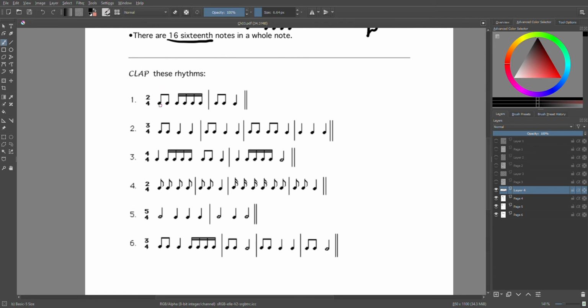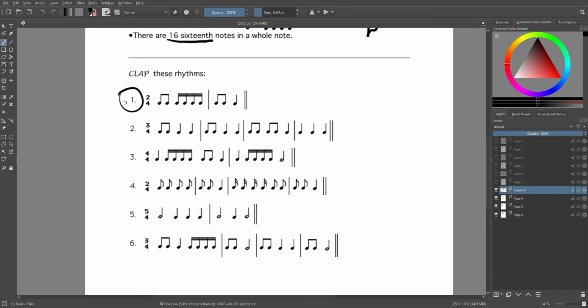So we have to fit 2 eighth notes into 1 beat, 1 quarter note beat, and we need to fit 4 16th notes into a quarter note beat. So this first rhythm, number 1, is going to go 1, 2, here I go, 1 and 2 E and a 3, and I did that wrong. I went to 3. 1 and 2 E and a 1 and 2.